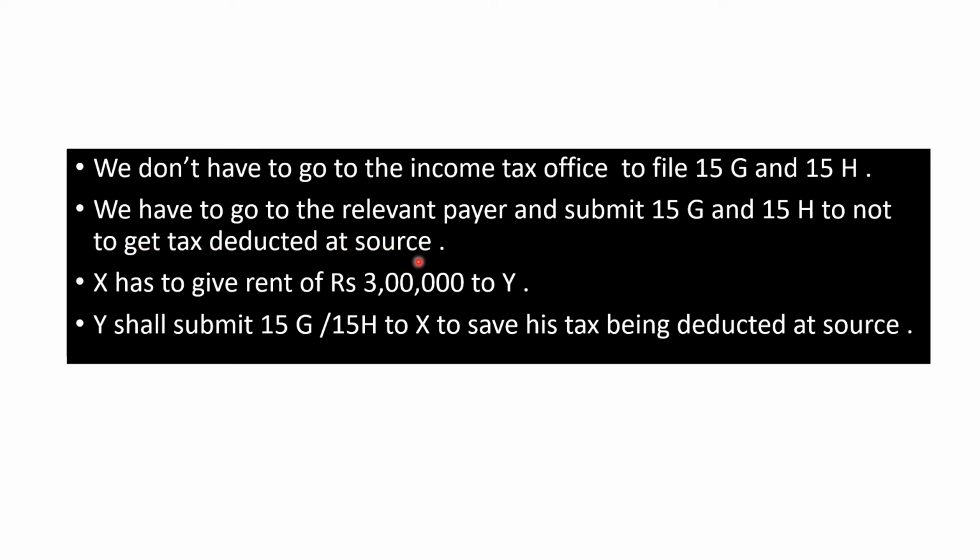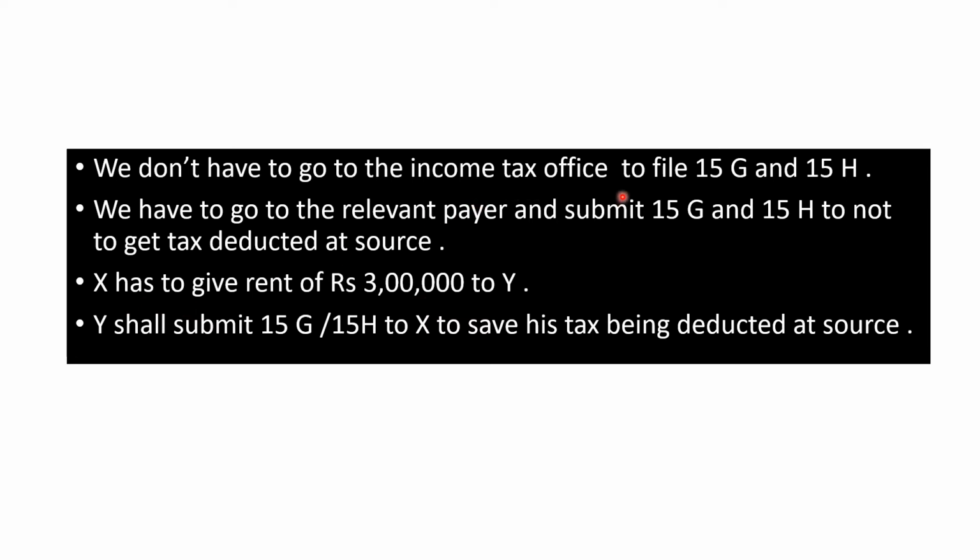Let us take an example. X has to give a rent of 3 lakh to Y. Now it is Y's income, right? Y will submit 15G and 15H to X to save his tax from being deducted at source. This is just an example I have taken of 3 lakh rupees. Will it be eligible or not? That we will talk about later in this article itself. But my point is that if you are getting income from X, then you have to fill this form to X.